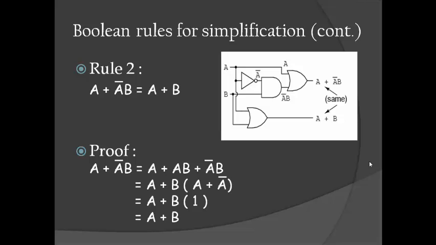The next rule states that A OR (NOT A AND B) is equal to A OR B. To prove this, we have to apply the previous rule to expand the term. By expanding it, we get A OR (A AND B) OR (NOT A AND B). Then we factorize B from the second and third term, which gives us A OR B AND (A OR NOT A), where A OR NOT A we know is equal to 1. So we get A OR (B AND 1), which is equal to A OR B.